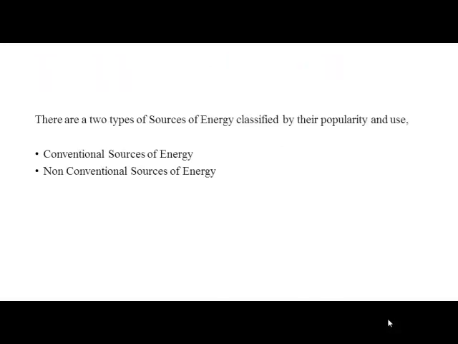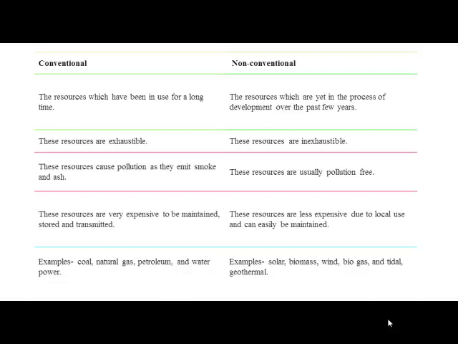There are two types of sources of energy classified by their popularity and use: conventional sources of energy and non-conventional sources of energy. The sources which have been in use for a long time are known as conventional resources. They are usually exhaustible. These resources cause pollution as they emit smoke and ash, like coal, natural gas, petroleum, और water power से आपके जो energy है. Because these resources are very expensive to be maintained, stored and transmitted.